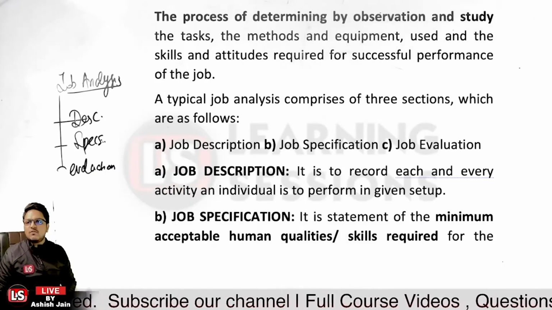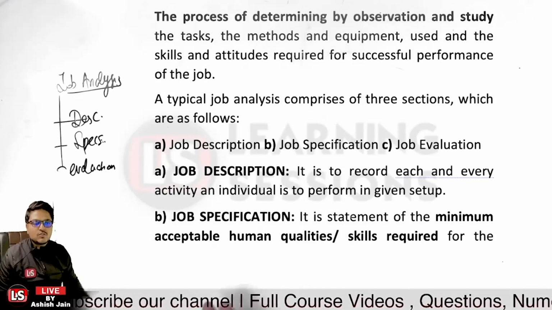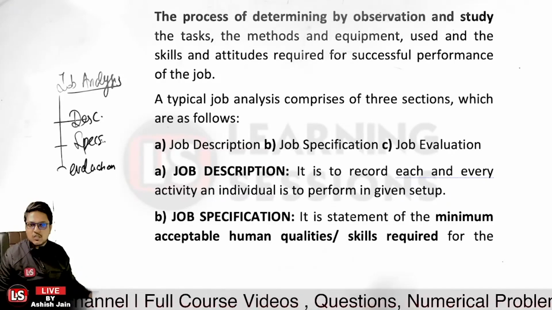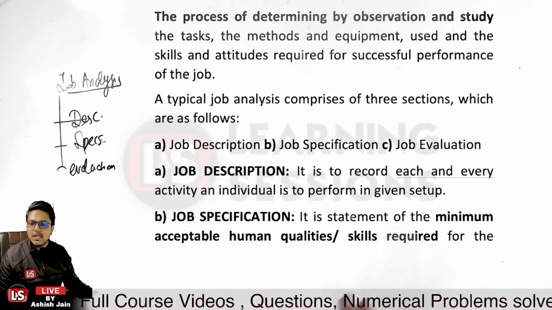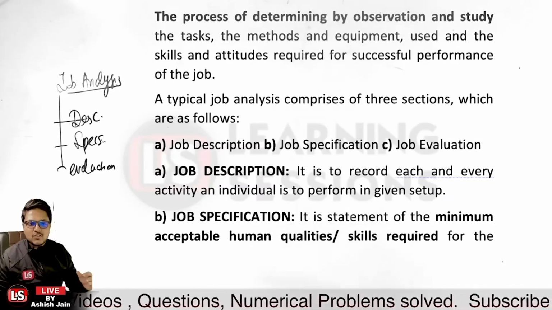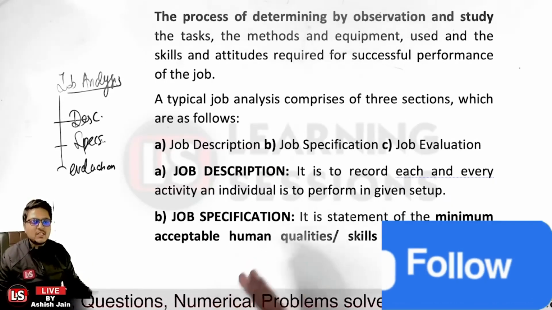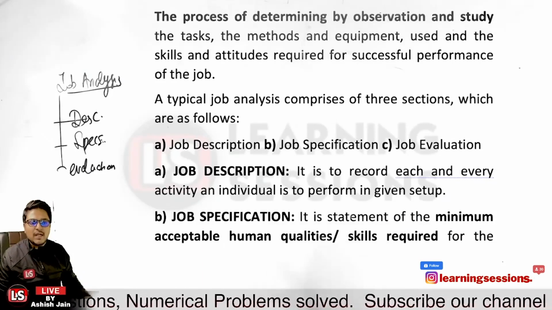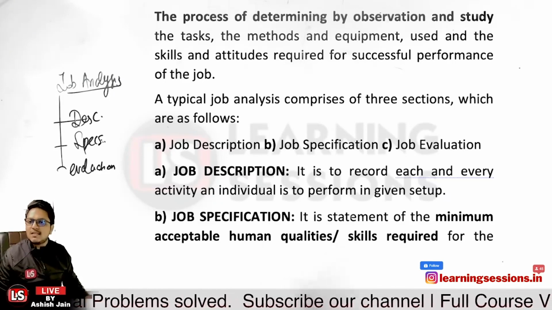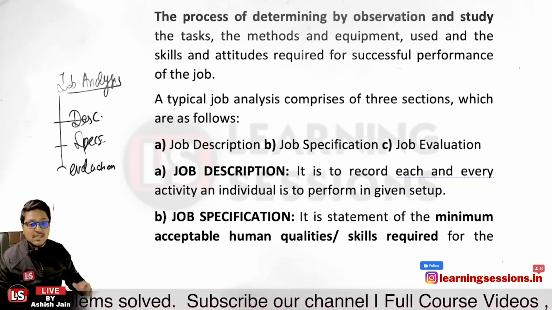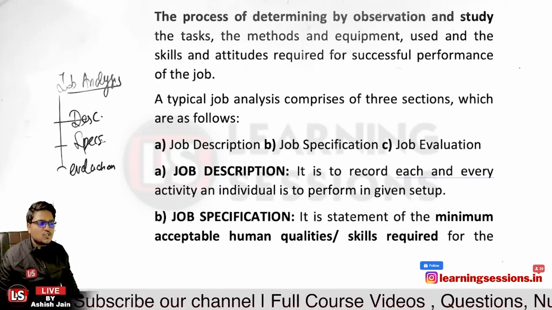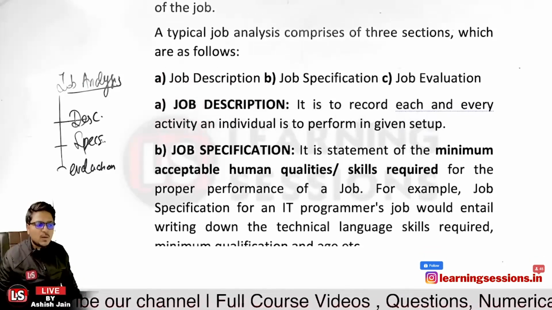Okay, so first of all, it is related to the job description, so as to record each and every activity an individual is to perform. Whatsoever activities will be performed by some individual in some specific cadre, that is related to the job description itself. And job specification is related to the minimum acceptable human qualities or skills required. Whatsoever minimum skills and qualifications are required to perform the job, that is related to job specification.